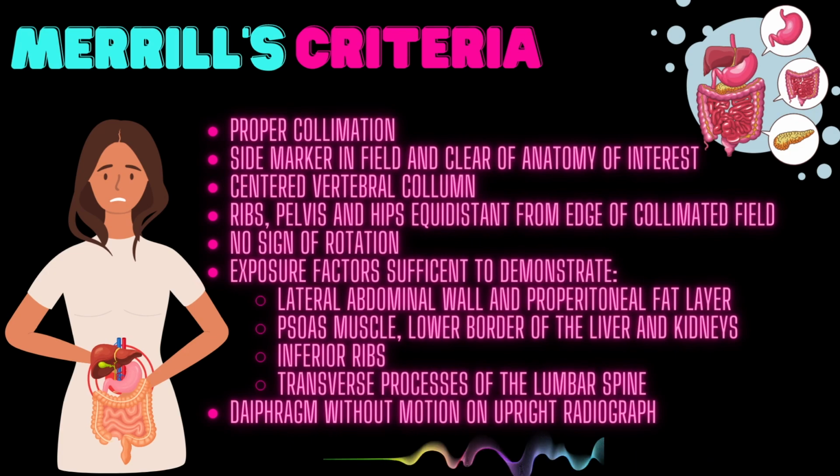We can also see our lateral abdominal wall, our peritoneal fat layer, our psoas muscles, as well as the lower border of the liver and kidneys, inferior ribs, and the transverse processes of the lumbar spine.